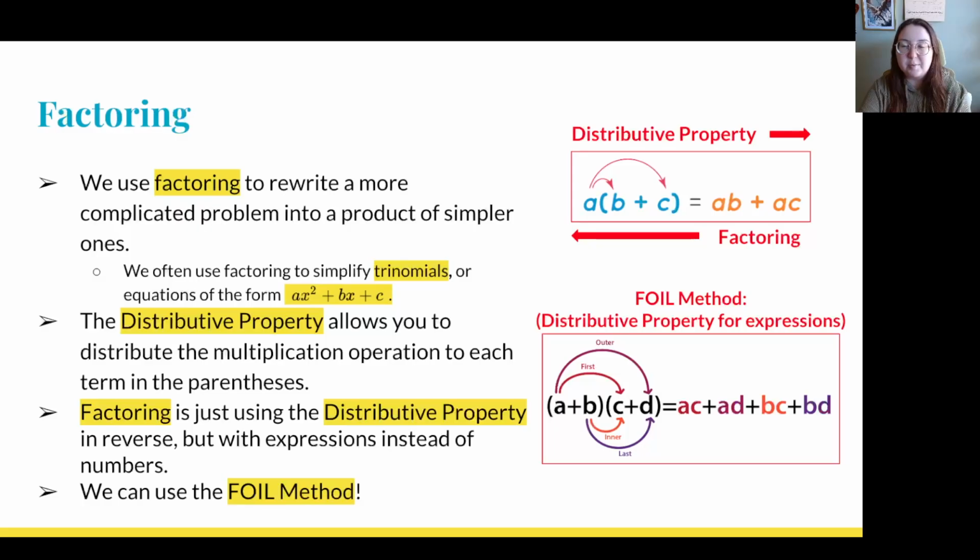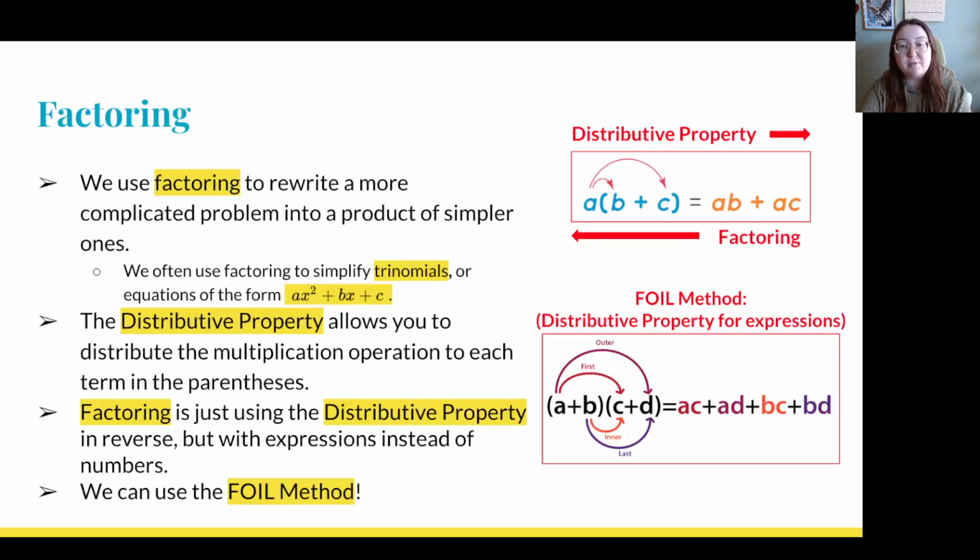Your distributive property would be a times the quantity b plus c. We distribute the a to get a times b plus a times c. Factoring is the opposite of that, going from a times b plus a times c back to a times the quantity b plus c. So the distributive property allows us to distribute the multiplication operation to each term in parentheses. Factoring is the distributive property in reverse, but now we're working with expressions instead of just numbers.